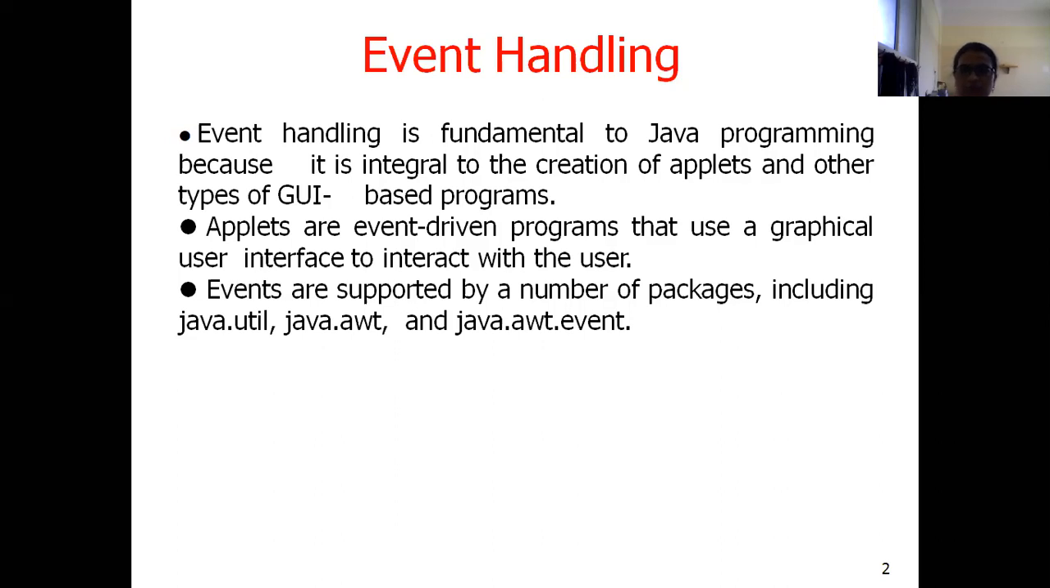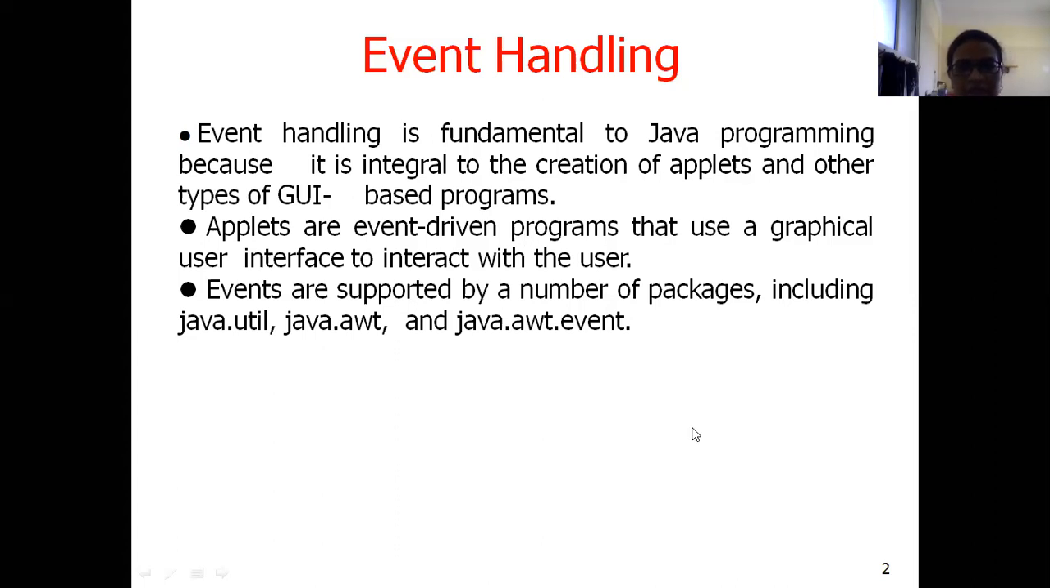Applets are also event-driven programs that use a graphical user interface to interact. Event-driven means, for example, with a switch: if it is on or off, if the switch is on, what should be done? That is event driven. Once the event occurs, what should be done is written in a piece of code or program, and that is taken care of further. Similarly for off. A single object can perform in multiple ways. So that is one thing.